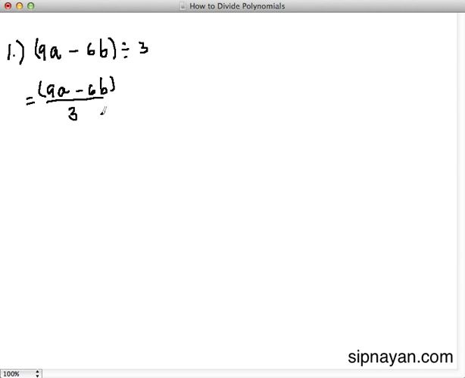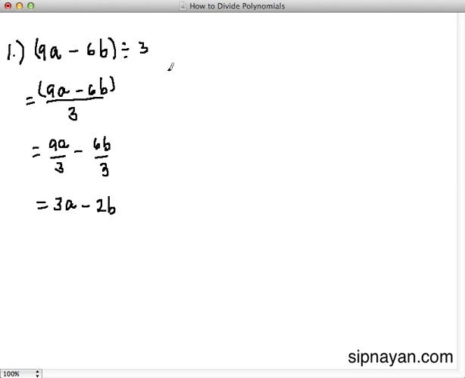i-divide natin yung bawat terms into 3. So, magiging equal to 9a over 3 minus 6b over 3, which is equal to, pag sinimplify natin, 9 divided by 3 is 3a, and then minus, 6 divided by 3 is equal to 2, and then b.